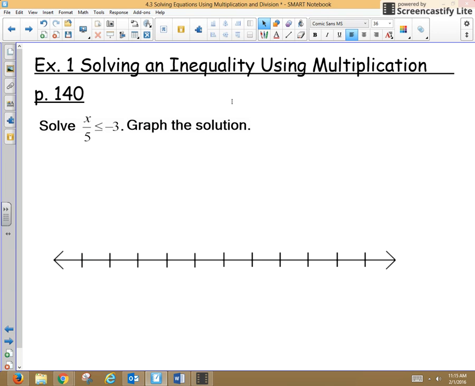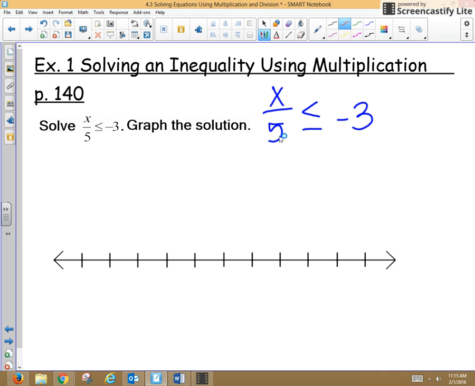Okay, example 1, we're going to solve an inequality using multiplication. This example is found on page 140 in your textbook. To solve, we need to isolate our variable x. We have x divided by 5 is less than or equal to negative 3. I'm going to rewrite it over here: x divided by 5 is less than or equal to negative 3.